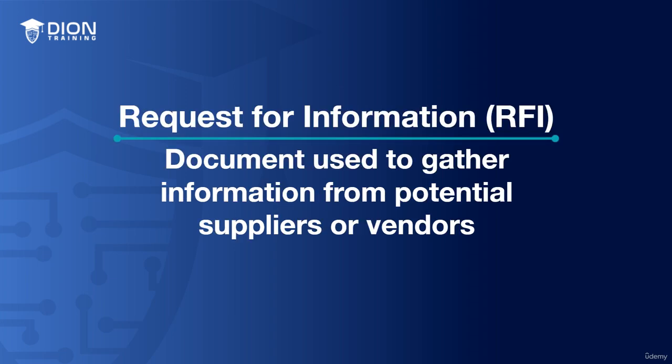Now, a request for information, or RFI, is a document that's used to gather information from potential suppliers or vendors. The purpose in sending out a request for information is to gain a basic understanding of the vendor's capabilities and offerings, as well as being able to determine whether or not that vendor is capable of meeting the organization's needs. A request for information is often used as a preliminary step before issuing an RFP, or request for proposal, or an RFQ, request for quote.